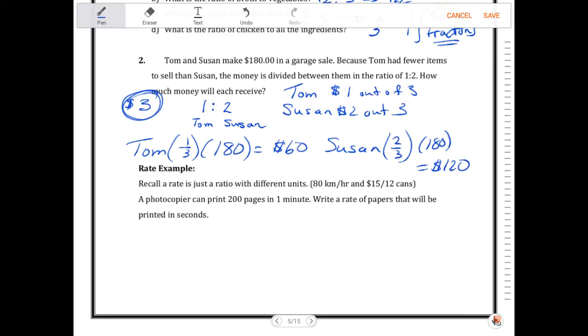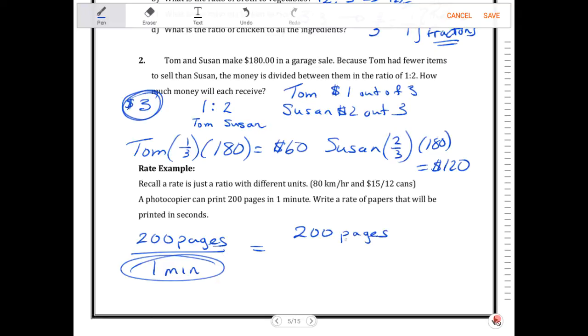Okay, well, no big deal. So you see, we know it's 200 pages in 1 minute. Well, how many seconds do we have in 1 minute? Quite simply, that's going to be 200 pages in 60 seconds. There you go. That's your answer. Already done.